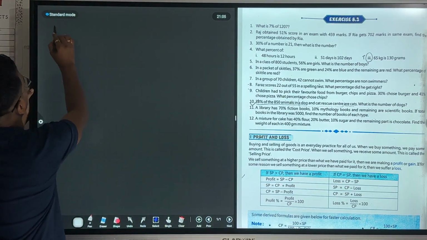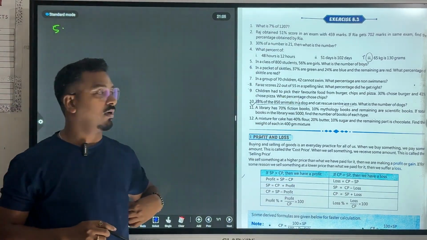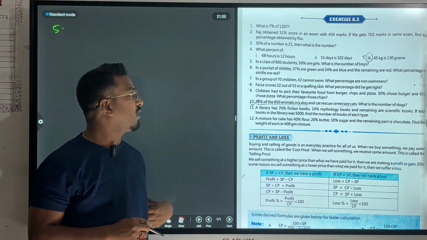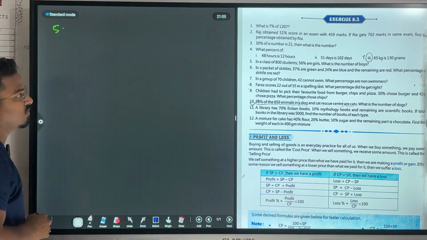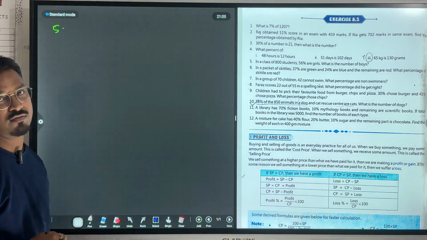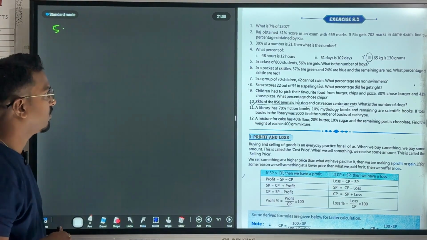Moving to the next question, question number 5. In a class of 800 students, 56% are girls. So, what is the number of boys? First we have to see what is the percentage of boys. We can do two different methods.